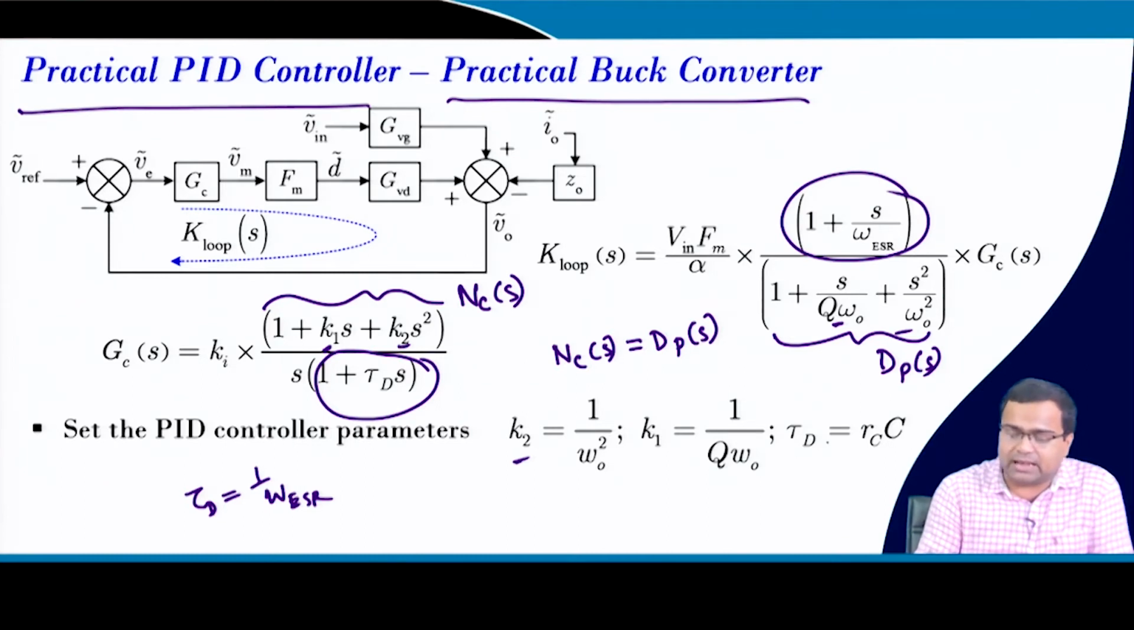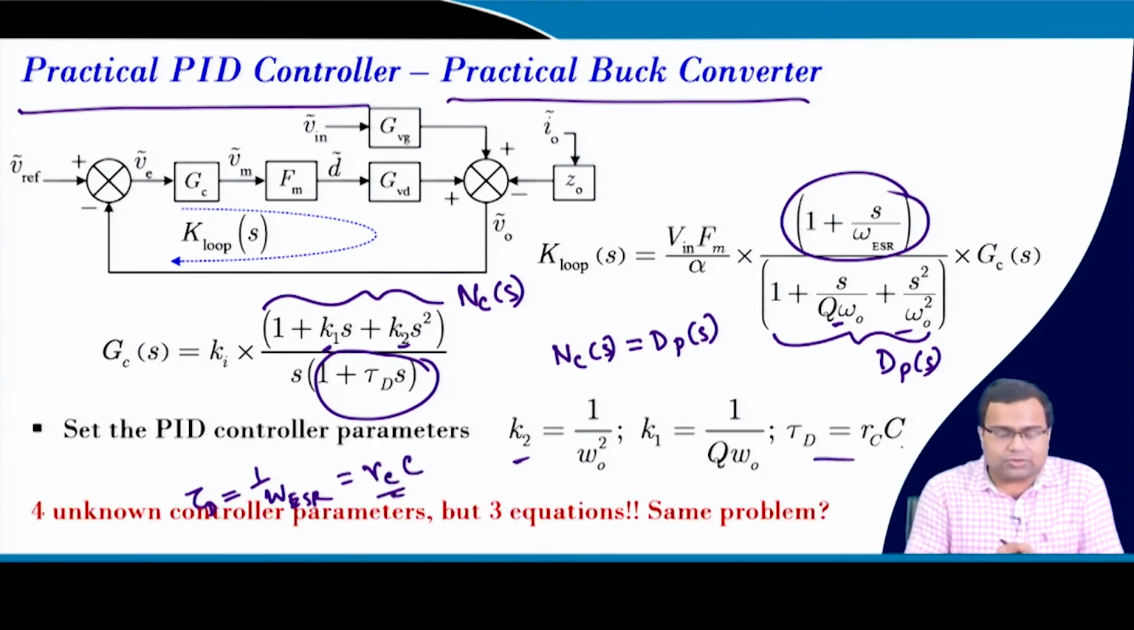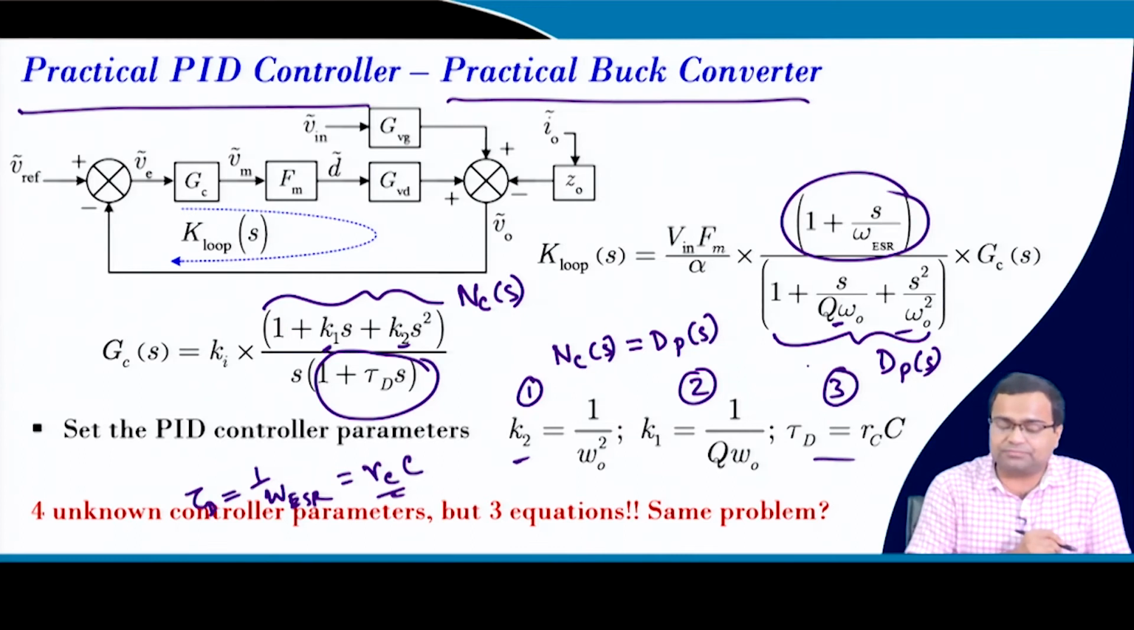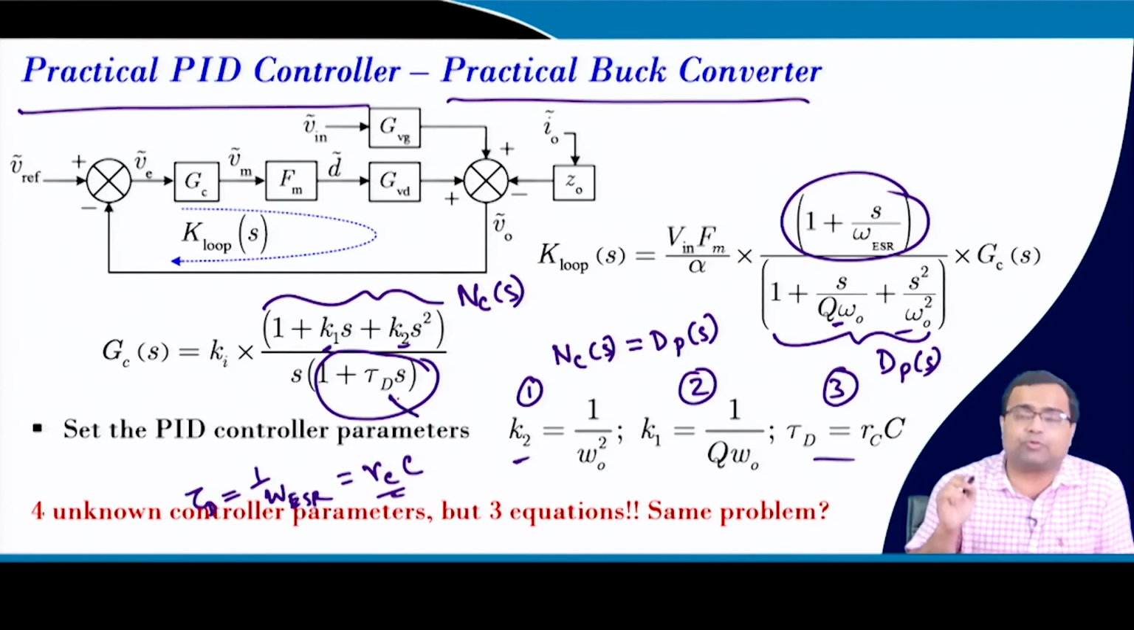What is the ESR zero? It is 1 by RC into C. So tau d is simply RC into C, that is here. So here we have how many equations? 1, 2, 3. But how many unknowns? For the PID controller, the unknowns are Kp, Ki, Kd, 3, plus one derivative time constant.